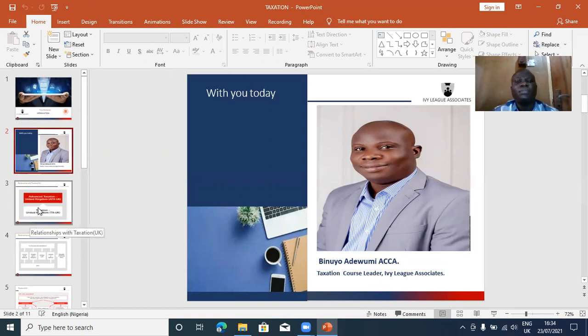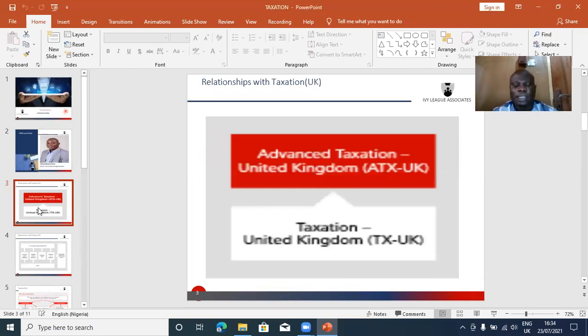Let's start with where taxation is within the ACCA qualification curriculum. Taxation is firmly within the applied skills level. There are 6 papers in the applied skills level: corporate and business law, performance management, taxation itself, financial reporting, audit and assurance, and financial management. So taxation is one of those papers that are taught and taken as an exam at the applied skills level.